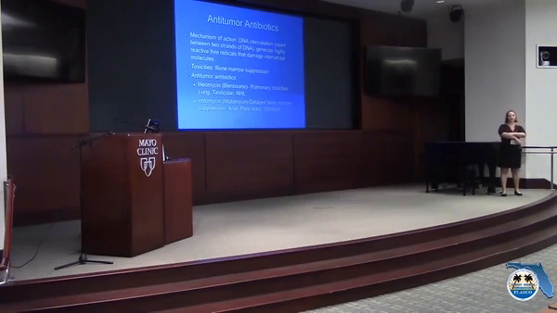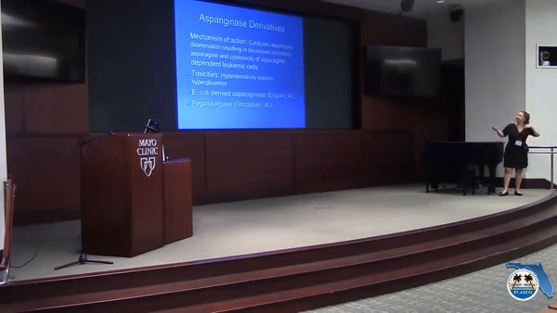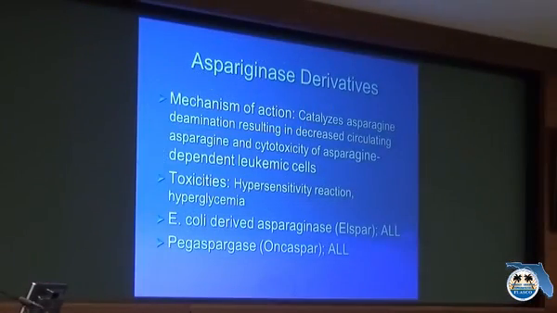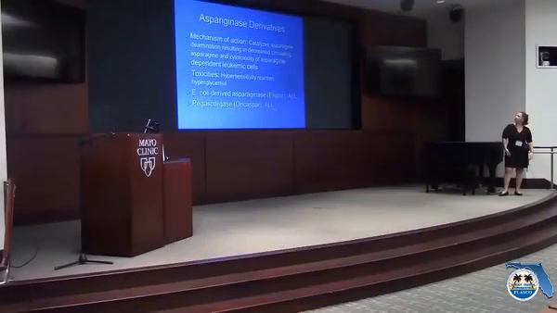Mitomycin is the other one that has a color. It's my favorite color. Does anyone know what color it is? Purple. Yeah. It's a good, strong color. Color of royalty. All right. So these derivatives, same thing, just working a little bit differently to kill the cell. And again, we don't see these that often in the outpatient setting.